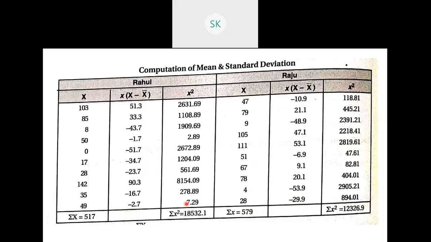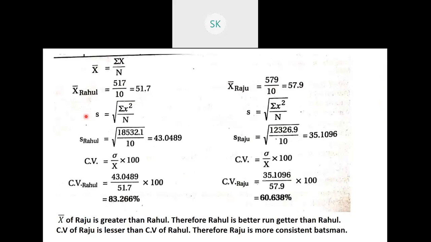After doing the squares, we added these two columns. Here the total is 18,532.1 and here the total is 12,326.9. That is the total of both the X minus X bar squares. Next, we went on to calculate standard deviation for both Rahul and Raju. The formula is sigma equals root of sigma X square by N. For Rahul, after applying the formula, we got standard deviation as 43.0489. For Raju, we got 35.1096.